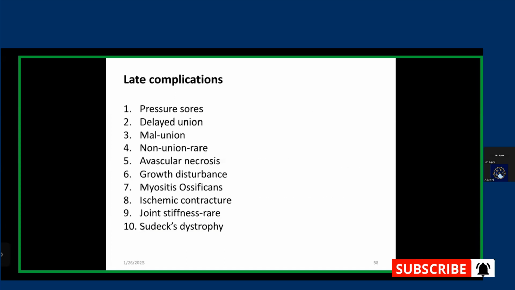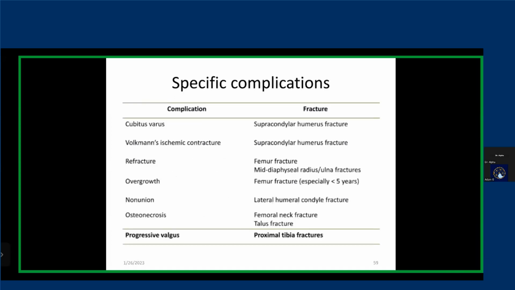And Sudeck's dystrophy is also not very common in children, but these are common in children. Supracondylar humeral fractures are very common in children, and you'll see a lot of compartment syndrome associated with that. As a consequence, we see a lot of Volkmann's ischemic contracture. They might also have cubitus valgus, which is usually a result of malreduction, and a varus deformity at the elbow, cubitus varus.